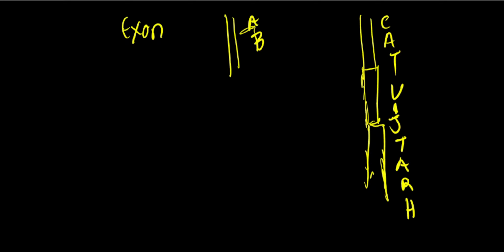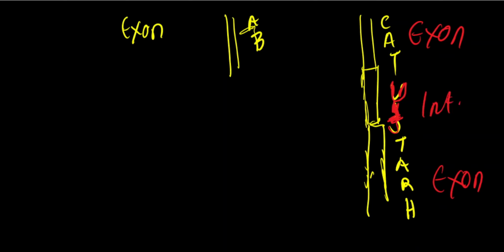This is just an instance. Now notice this interposing section, UIJ. So we have UIJ as an interposing section. This would be an exon, this would also be an exon, and this would be an intron. UIJ doesn't exactly make sense.